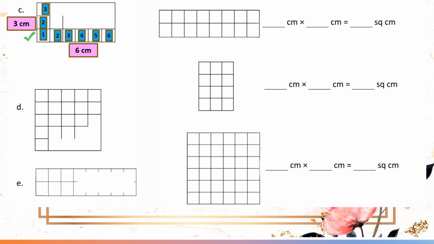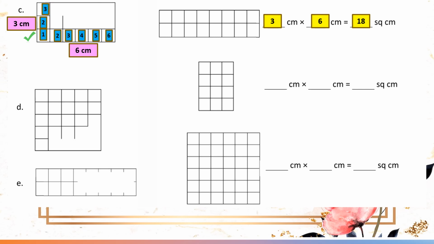Now let's go ahead and fill in the blanks and write this as our equation. So that is 3 centimeters times 6 centimeters. And if you've already created your ratio table of 3s or created your ratio table of 6s, then you know our answer. And what's 3 times 6? 18. 3 times 6 equals 18. All right, so letter C is complete.